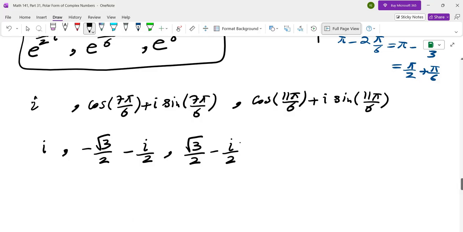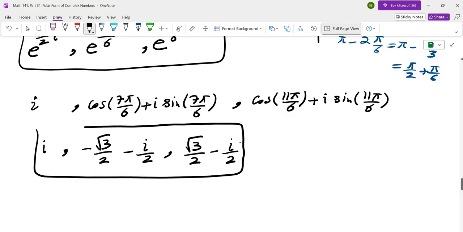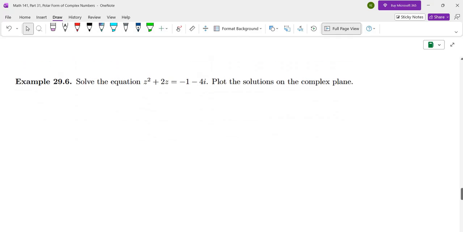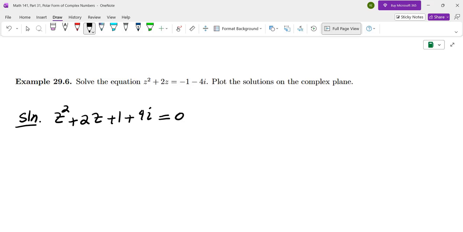So these are the three third roots of negative i. The last example is to find roots of the quadratic equation. We can use the same quadratic formula that we have learned in Algebra 1. So we're going to move everything to the same side. We get z squared plus 2z plus 1 plus 4i equal to 0.